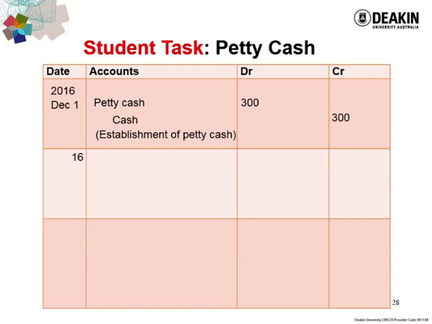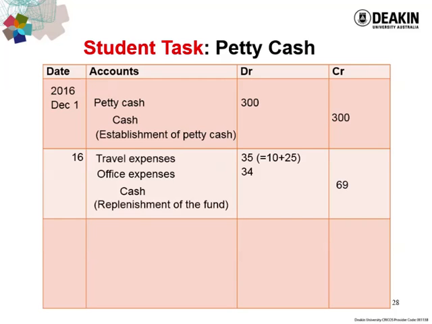On 16th of December, we replenish the fund. So we debit individual expense, which includes $35 of travel expense. And this $35 of travel expense includes $10 of taxi and $25 of fares, and $34 of office expense. So we credit cash with a total $69.